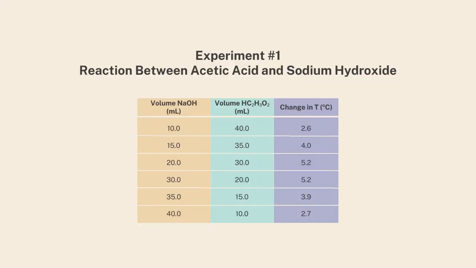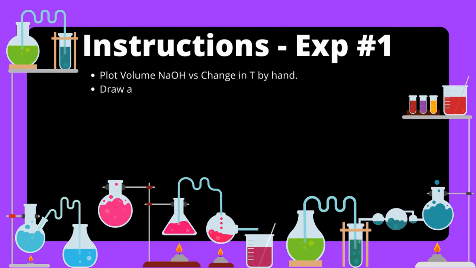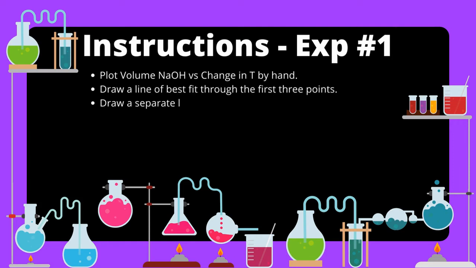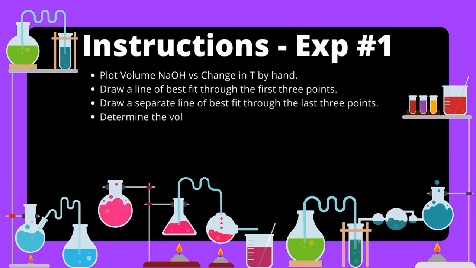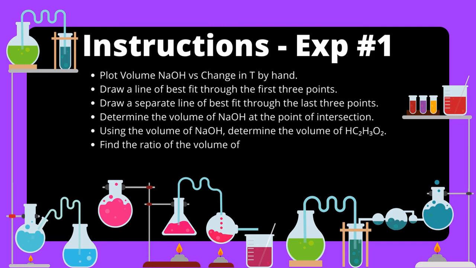Here's the data for experiment number 1. You can pause the screen here and copy the data down into your favorite spreadsheet program or into Desmos for use later. Once you have all that data, I want you to plot a graph of volume of the base versus the change in temperature by hand. Draw a line of best fit to the first 3 points and draw a separate line of best fit to the last 3 points. Use those lines of best fit to determine the volume of NaOH at the point of intersection. Using that volume, determine the volume of acid.